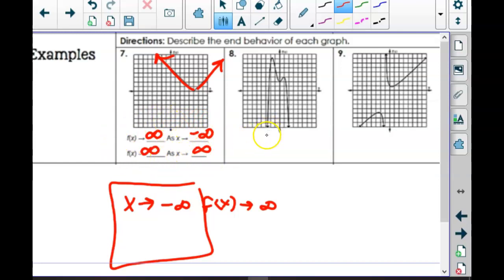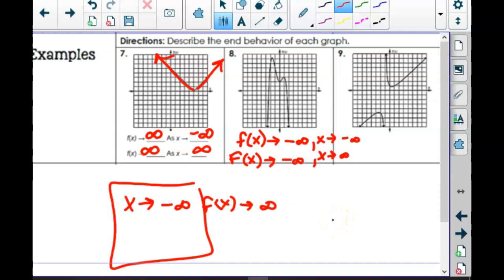What about this next one? Both ends are going down. So if we started with our f of x for y, it is going down towards negative infinity when x is, which one do you want to put first? Should we say left first? x approaches negative infinity is left. x approaches positive infinity is right. And on the right, it is also going down.